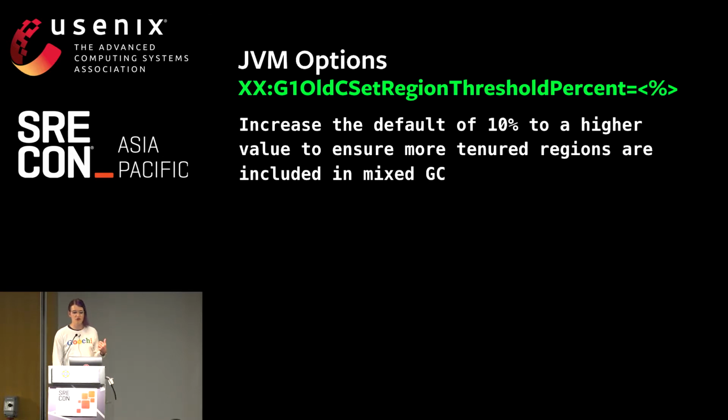The G1 old CSET region threshold percent, the default is 10%. That is what we can include into our collection set during a mixed GC of tenured regions. We bumped this up to 50% so that every mixed GC lifecycle, we were including up to half of the regions would be tenured. So this meant we were able to evacuate tenured space more frequently and bend our curve of tenured occupation toward the number of live endpoints attached to our service at any given time.